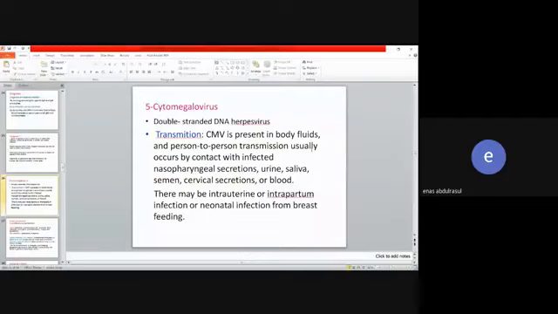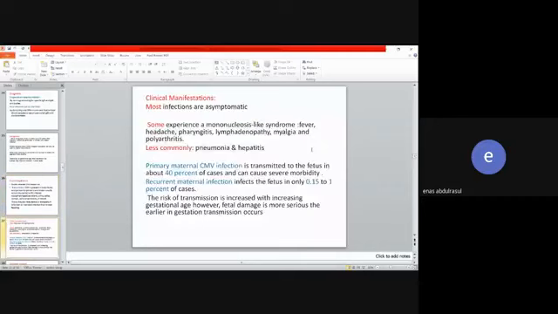As well, there will be transmission of the virus to the baby, that is to say, it is vertically transmitted through the placenta, or it can be transmitted during the process of birth because of the contamination with infected cervical and vaginal secretions, as well as postnatally or during breastfeeding.